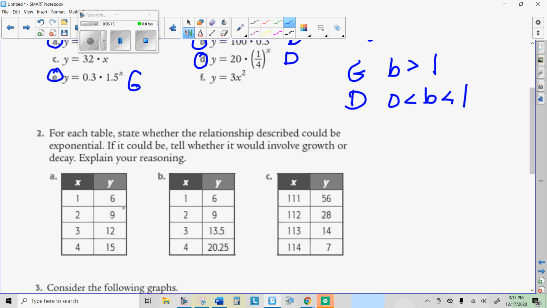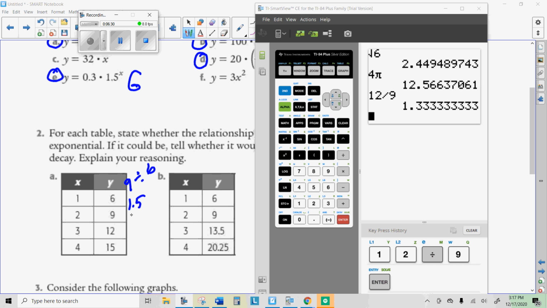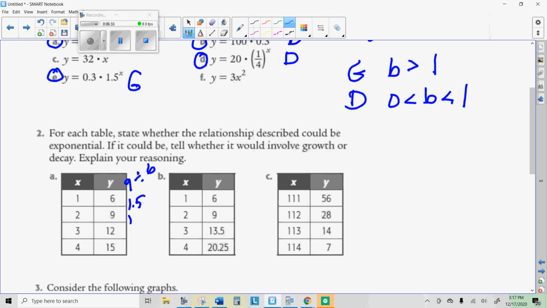So we're going to do 9 divided by 6, which is 1.5. And then we're going to do 12 divided by 9, which is 1.33. So since I didn't get the same number to multiply by, we're going to say no, it's not exponential. Okay? So we're not going to worry about whether it's growth or not.